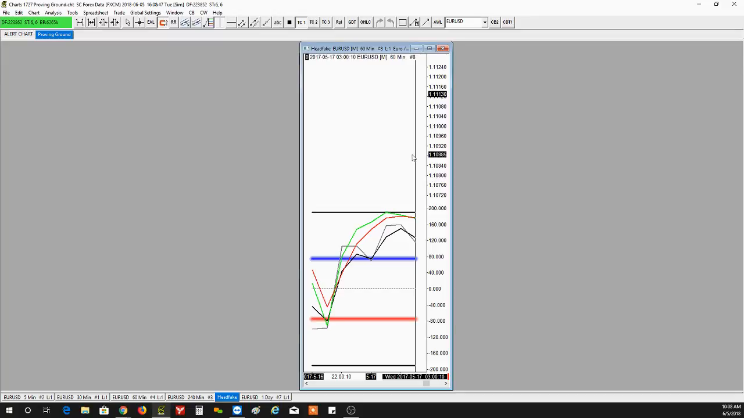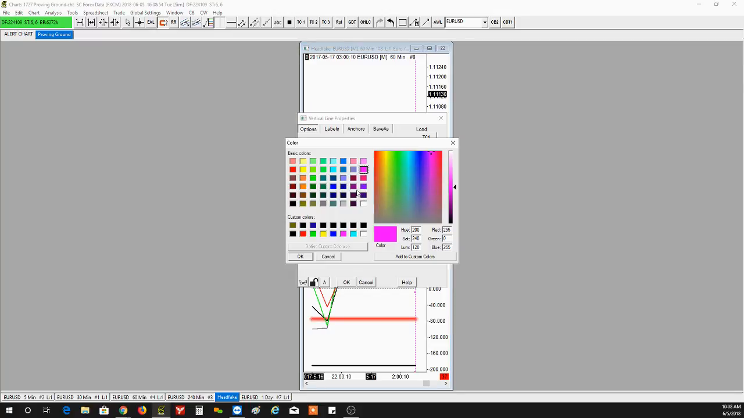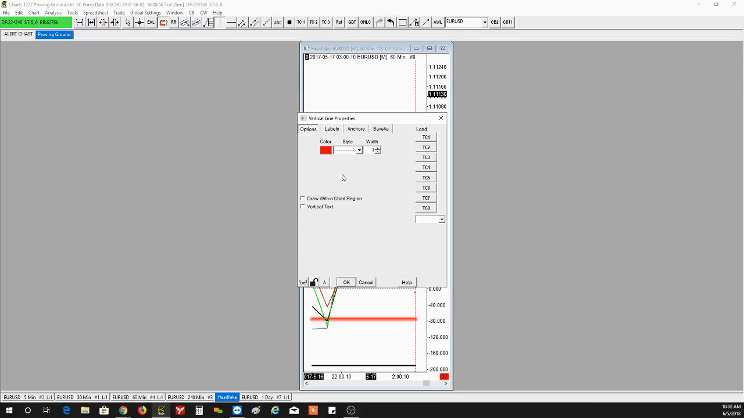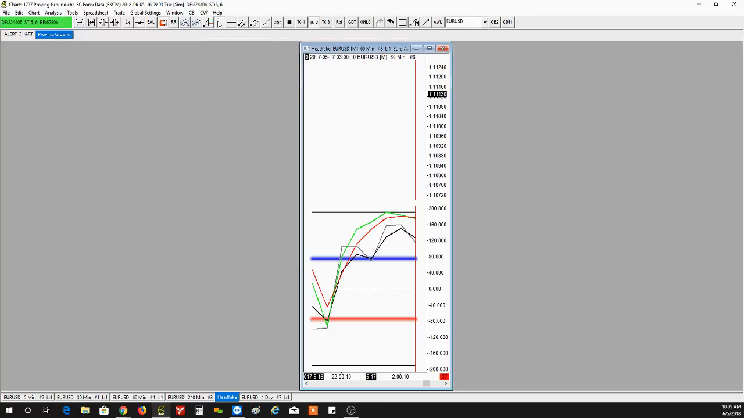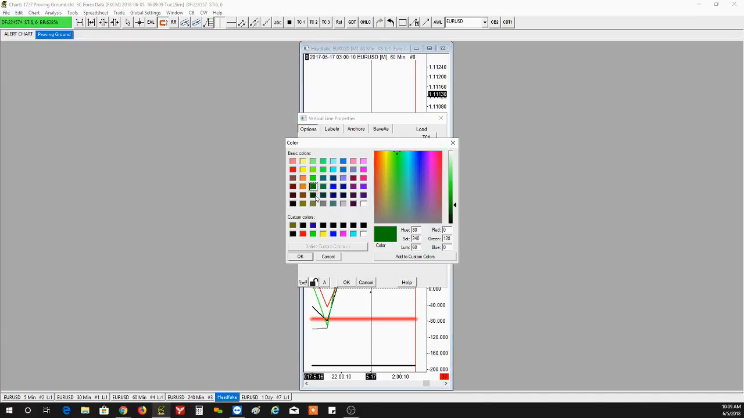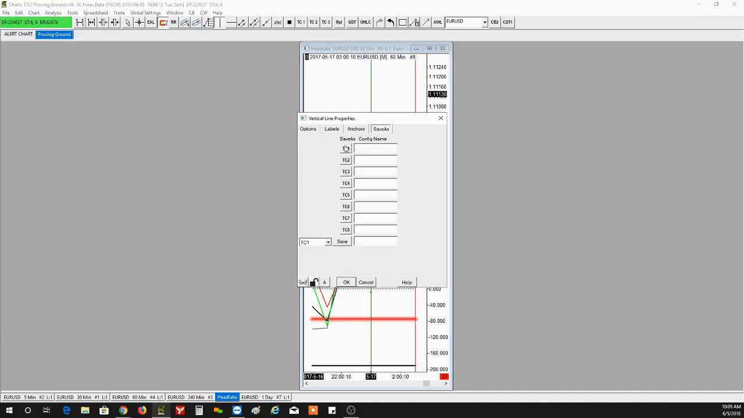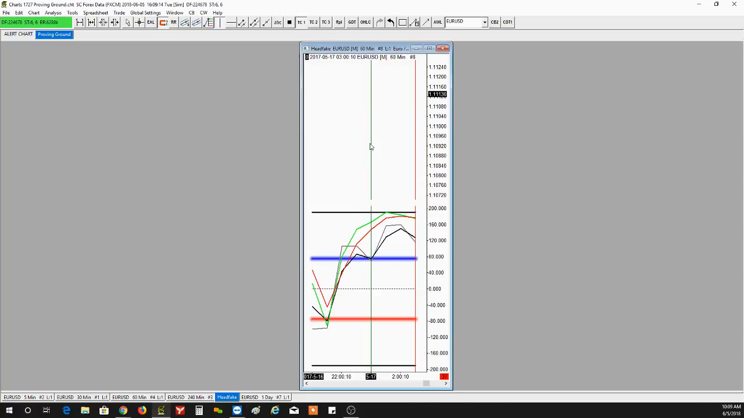So I'm going to use 2 lines here. I'm going to have a buy and let's change this to red and a sell line. And say that's TC2, yes, okay. Okay, so we have a red, and then let's make this black line a green line. Okay, so erase that.